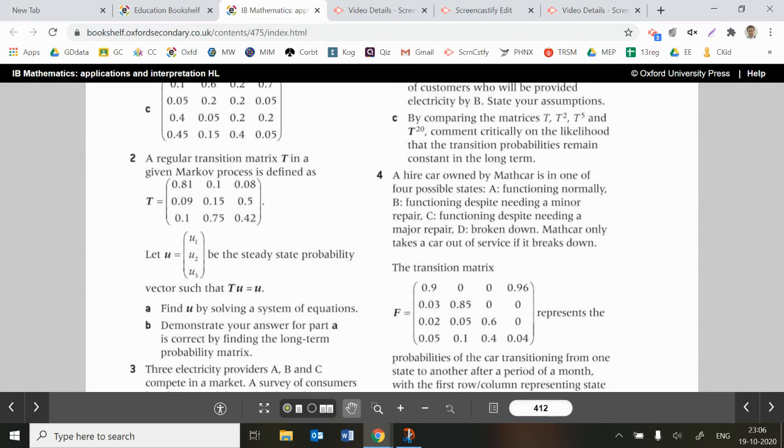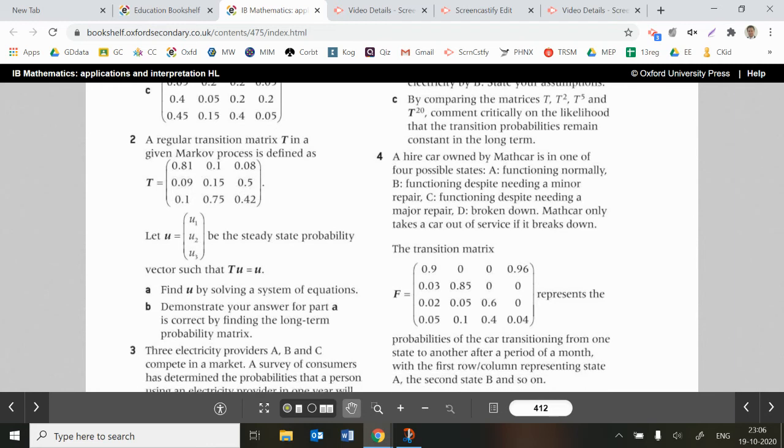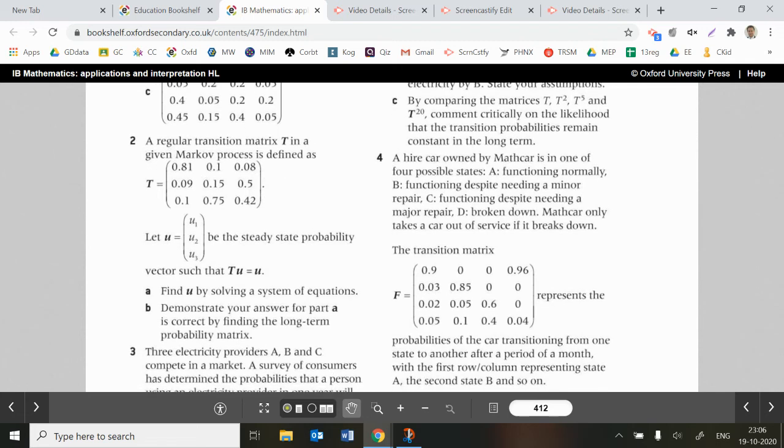Okay, so if we could do T to the power of n and n was really large, then we could work out what our steady state probability matrix is, essentially. So what the probabilities would tend towards over time in these Markov chains, essentially.